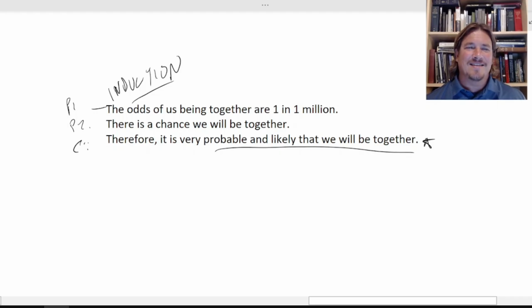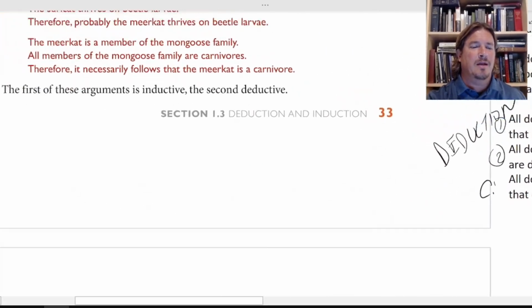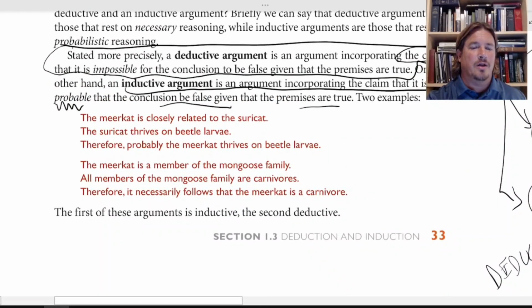Now, this is still an induction. Even though it's not a very good one, it's still an induction. Why? What makes it an induction? Well, this notion of probability and likelihood, right? Remember, to be an induction doesn't mean you have to be a good induction. It just has to incorporate the claim that it's improbable the conclusion be false, given that the premises are true. Or another way to put it is, assuming that the premises are true, it's likely or probable that the conclusion will be true as well.